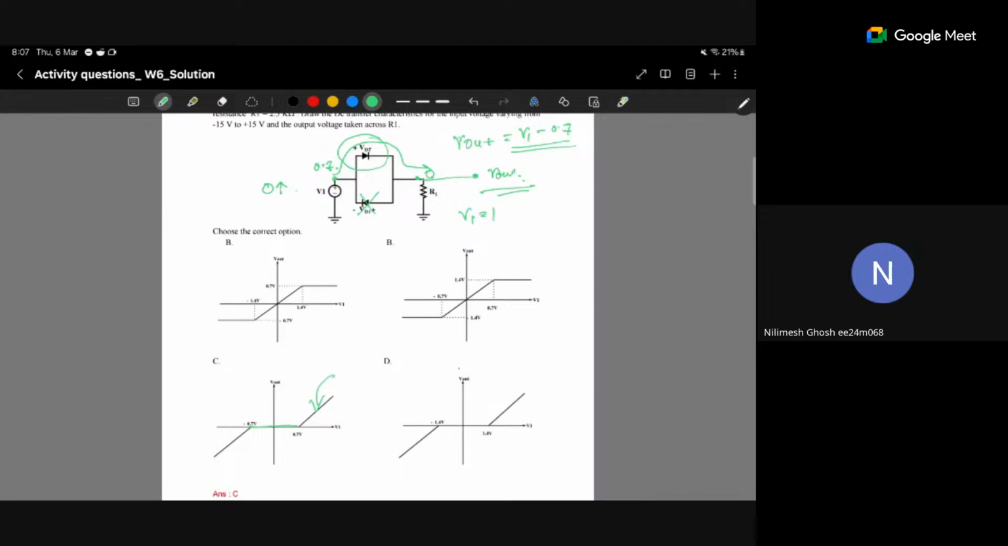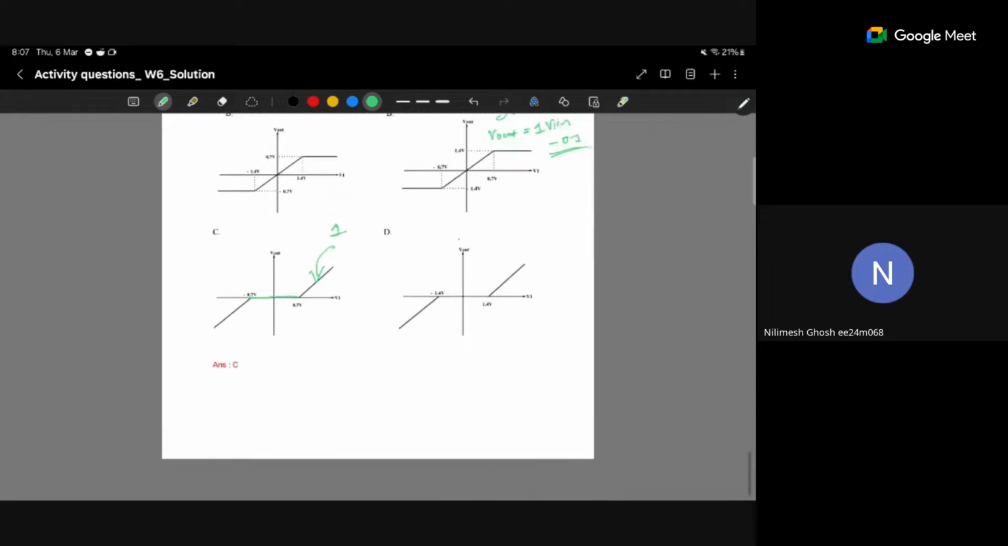1. Exactly. Can you say why this slope will be 1? Yes, sir. Because through the equation y equals mx plus c, we can clearly find it. So y equals V out, m equals 1, x equals V in, and c equals minus 0.7. That's all.